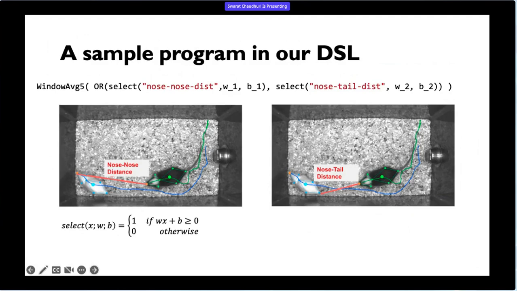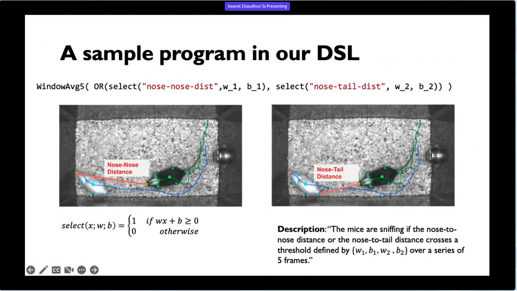The OR function and this window average function. The OR function is just one of the ways in which we can compose these two selectors, and this window average is the temporal filter I was talking about. It's a very naive filter that will basically say, take 5 frames and aggregate the belief in these 5 frames, and that's going to be the behavior classification for that particular time step. So intuitively, the description of this program in English would be something along the lines of: the sniff behavior occurs with high probability when the nose-to-nose distance and the nose-to-tail distance are above a certain learned threshold. And this has to hold true for 5 frames.